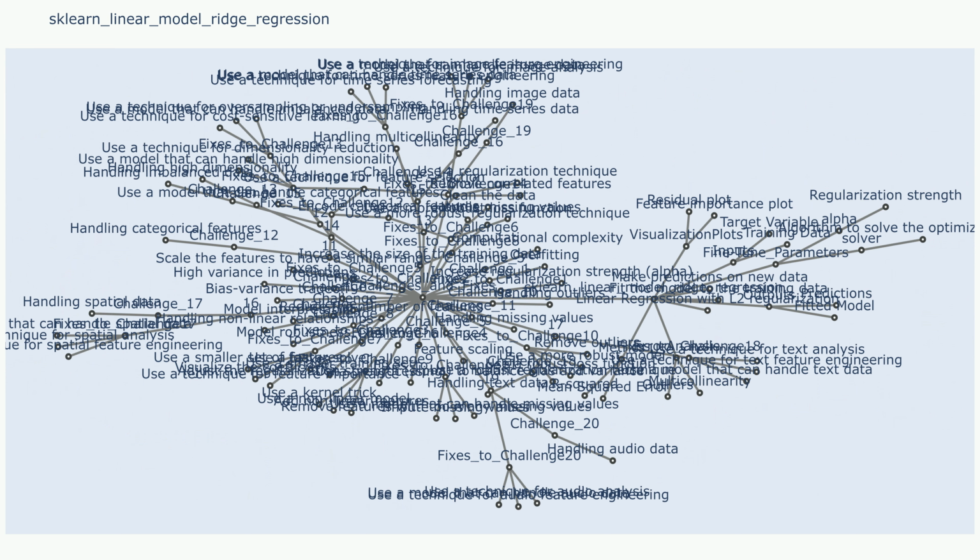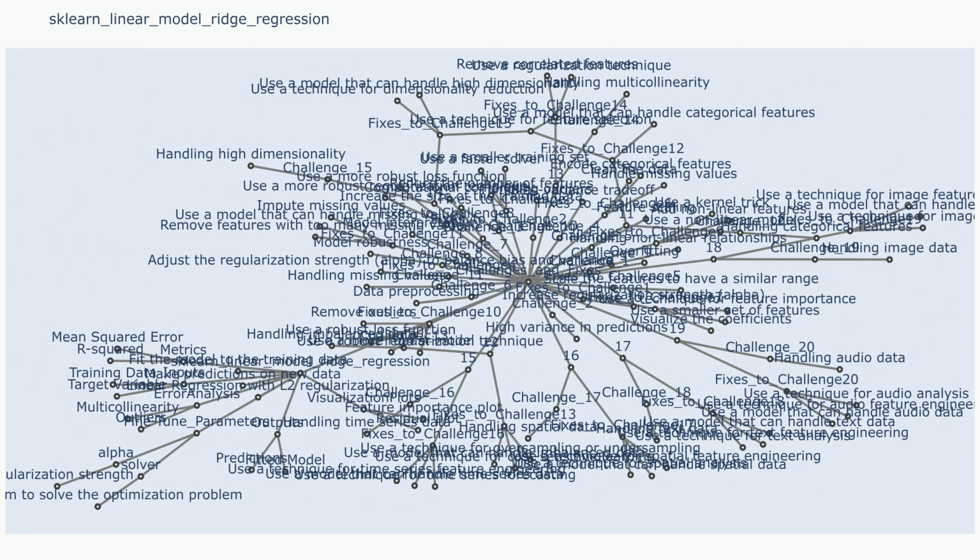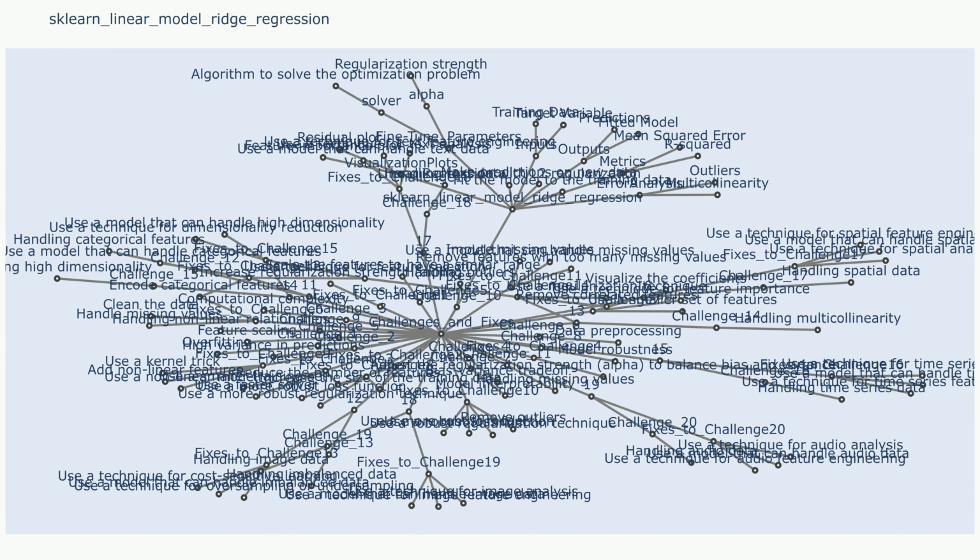Metrics. Mean squared error, MSE, a measure of the average squared difference between the predicted values and the actual values. R squared, a measure of the proportion of variance in the target variable that is explained by the predictor variables. Mean absolute error, MAE, a measure of the average absolute difference between the predicted values and the actual values. Visualization plots. Scatter plots of the predicted values versus the actual values. Residual plots to check for any patterns in the errors. Coefficient plots to visualize the magnitude of the coefficients for each predictor variable.